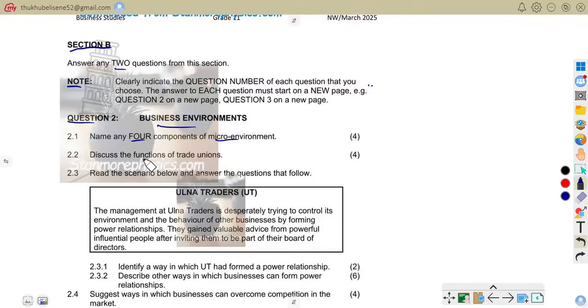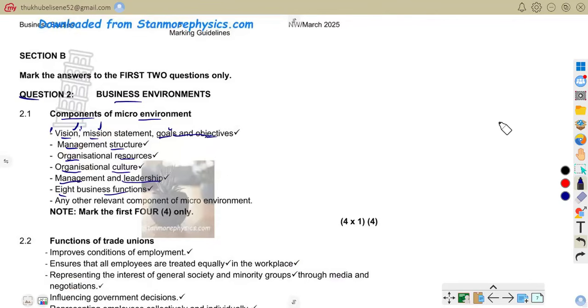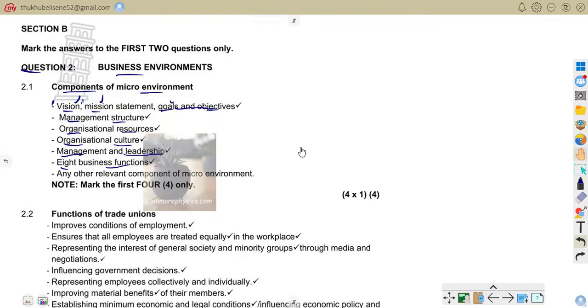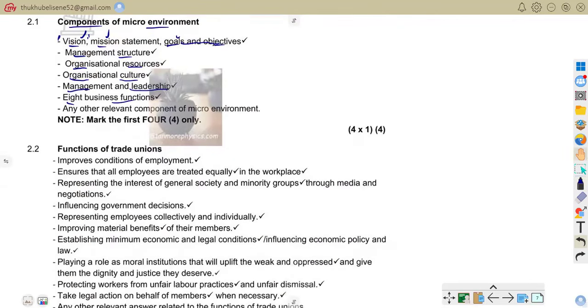2.2 reads as follows. Discuss the functions of trade unions. Discuss what? The functions of trade unions. So here we are on the functions of trade unions.